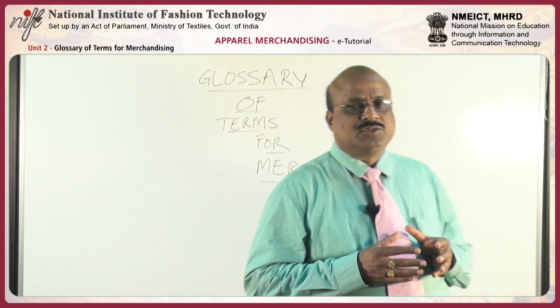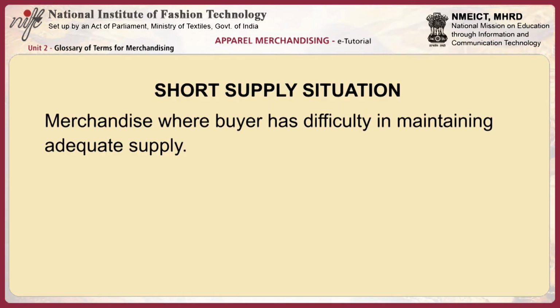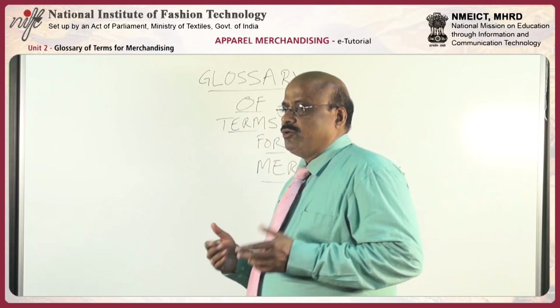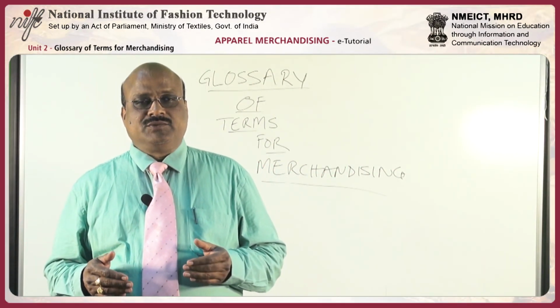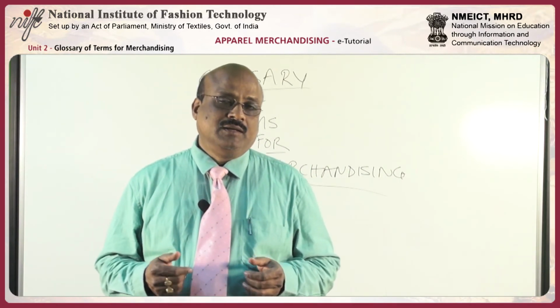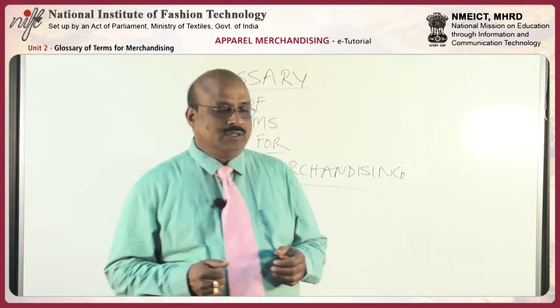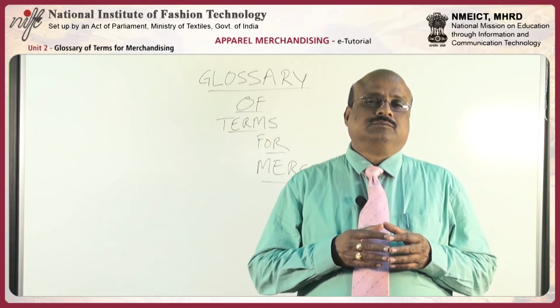The next term is short supply situation. Short supply situation is a situation where the buyer has difficulty in maintaining adequate supply. That means supply is not in good quantity. Supply is not as per the expected quantity, and so there is a short supply situation. So it is very difficult to maintain stocks in that category or in that classification.